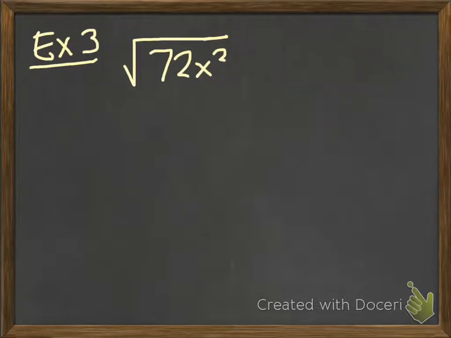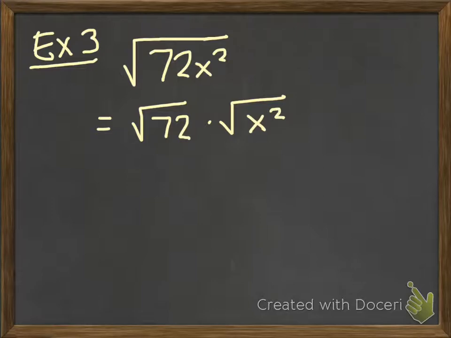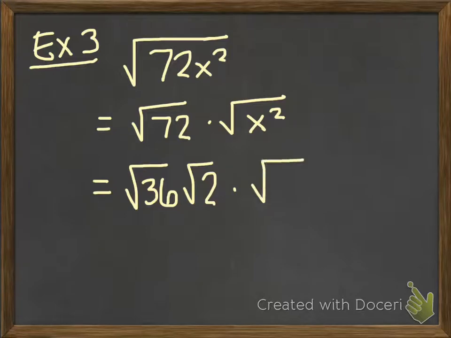Okay, example 3 is the square root of 72x squared. We can separate that. We can find the largest square number. Let's do this. We'll separate the number and we'll separate the letter. So we'll have square root of 72 times the square root of x squared. Then we find the largest square number that goes into 72. That would be the square root of 36 times the square root of 2. And we still have the square root of x squared.